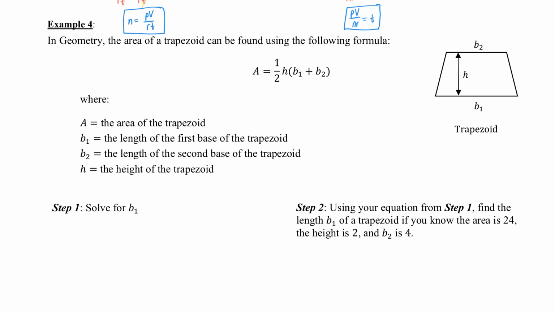Sometimes it's actually helpful if you already know the area and maybe the height and one of the bases, and you want to find the other base. What you can do is solve this backwards to get whatever it is by itself, and then you can just plug in numbers. You don't really have to think about it too much.